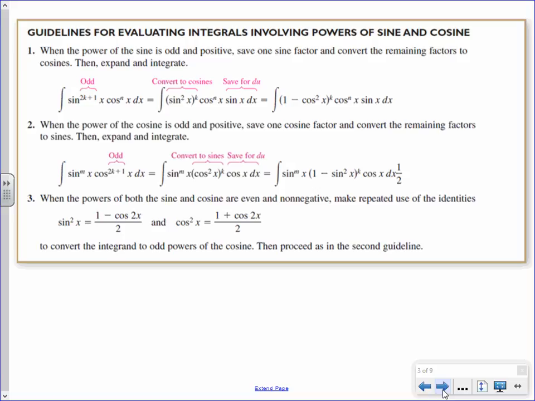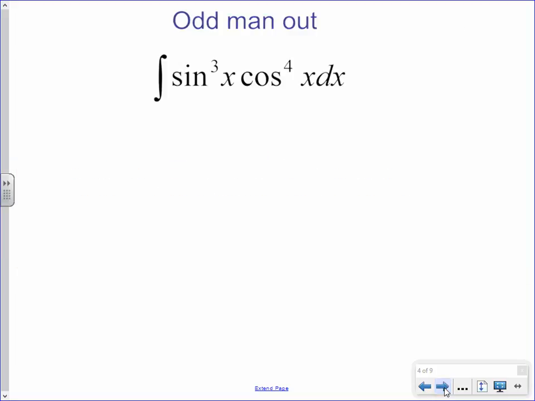Wait, for changing the odd one out, shouldn't we? Oh, never mind. You leave 1 and you have an even number to change, which works out because we have sine squared plus cosine squared equals 1. So we have to have an even number to do that. All right, so we're going to do a couple examples.